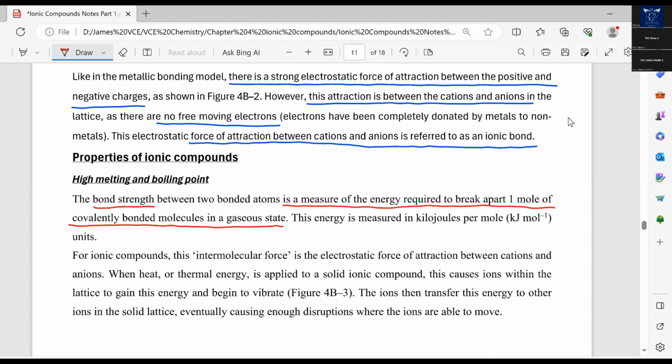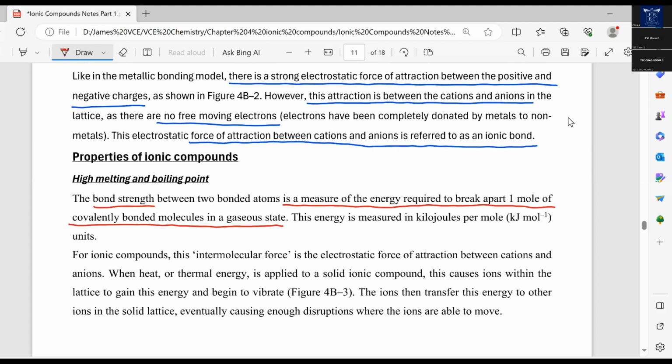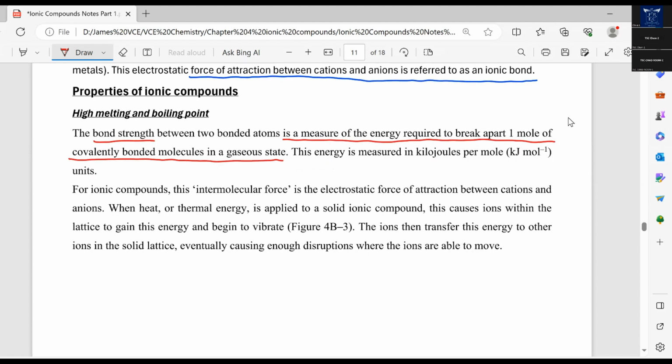The bond strength of a double bond will be stronger than a single bond, obviously, and a triple bond will be stronger than a double bond. But this is used for covalently bonded molecules. For the ionic compound, we use the intermolecular force, the attraction between the cation and anion.